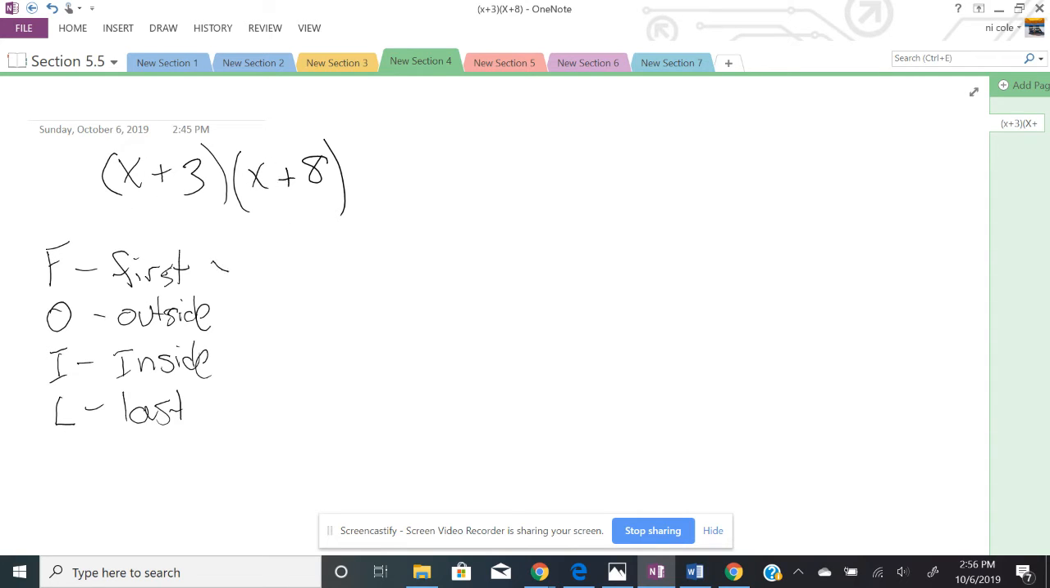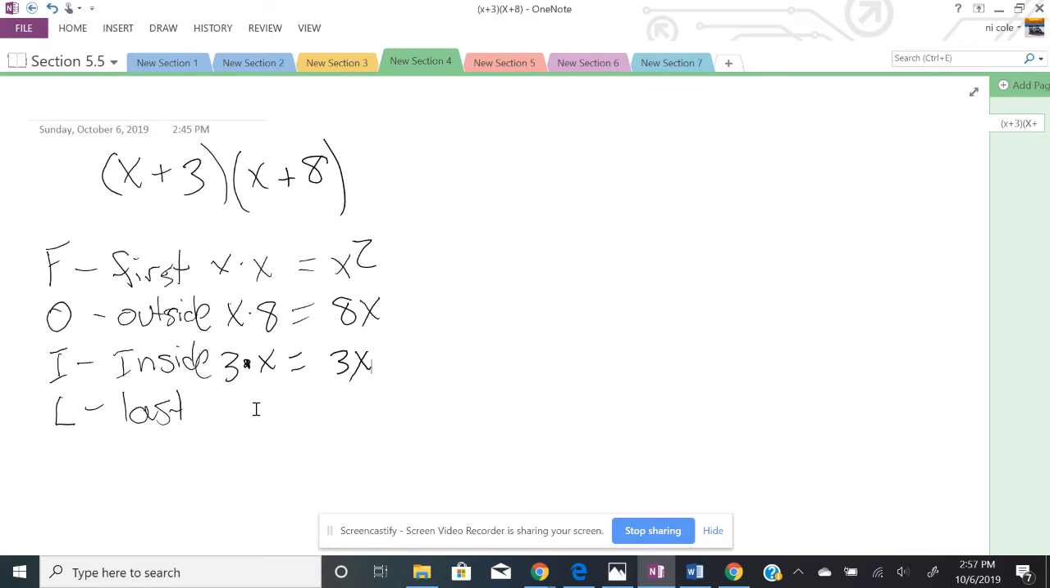Okay, so my first term is this x, and this first term is that. So it's x times x, which happens to be x squared. My outside, well, this is the outside of that parenthesis, and that's the outside of that parenthesis. So I have x times 8, which happens to be 8x. And then I have my inside, which is 3. And my x there is my other inside. So I'd have 3 times x, which equals 3x.